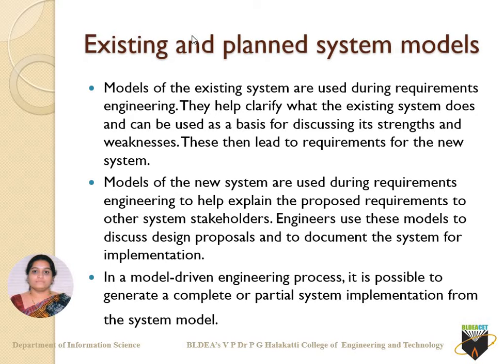Then here comes what are your existing and planned system models. Ultimately in our last classes we have come to know how important a respective model is. Models of the existing system are used during requirements engineering. They help clarify what the existing system does and can be used as a basis for discussing its strengths and weaknesses. These then lead to requirements for a new system. Then one more: models of the new system are used during requirements engineering to help explain the proposed requirements to other system stakeholders.